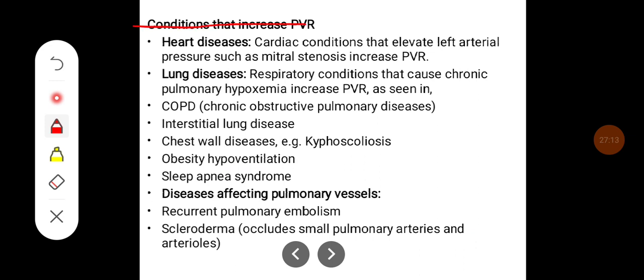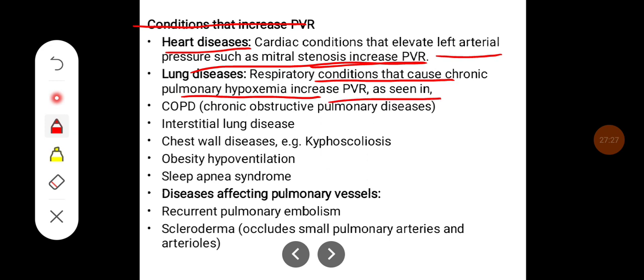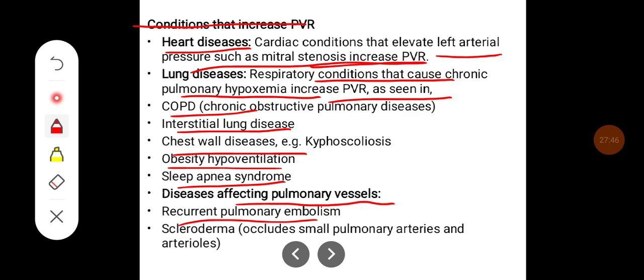Conditions that increase PVR. In heart diseases, cardiac conditions that elevate left atrial pressure, such as mitral stenosis, increase the PVR. Lung diseases like respiratory conditions that cause chronic pulmonary hypoxemia increase the PVR, as seen in COPD, that is chronic obstructive pulmonary disease, interstitial lung diseases, chest wall diseases like kyphoscoliosis, obesity, hypoventilation, sleep apnea syndrome, and the diseases affecting the pulmonary vessels like recurrent pulmonary embolism or scleroderma that occludes small pulmonary arteries and arterioles.